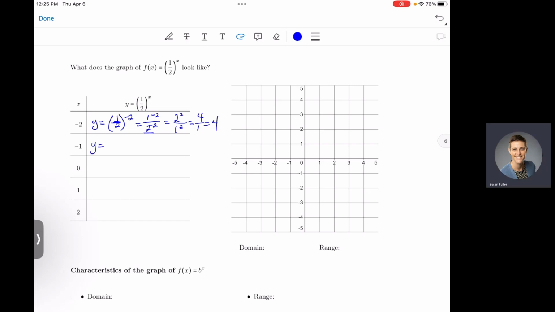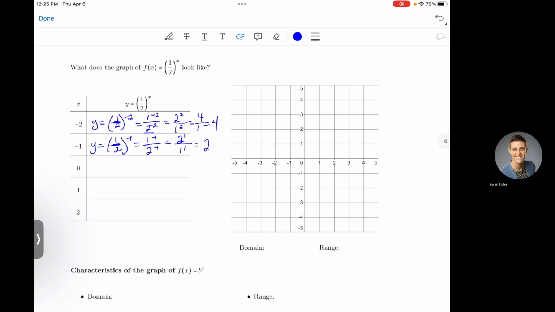All right, what if x is -1? We'll have 1/2 to the -1 power. Again, we only have division inside, so we can give everything that exponent of -1. We got some negative exponents, so we play should we stay or should we go. The 1 to the -1 has to move downstairs, and the 2 to the -1 has to move upstairs. And what we're left with is 2 over 1, or just 2.